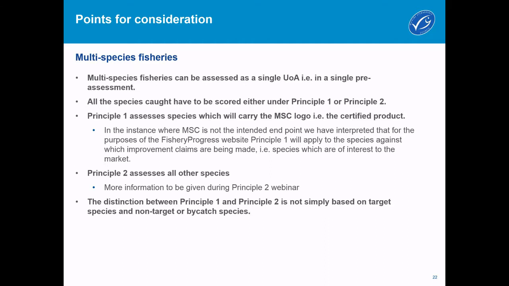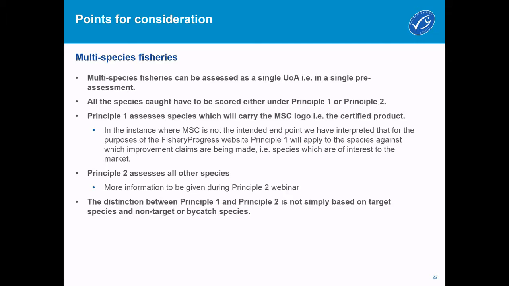However, we recognise that not all FIPs have the endpoint of MSC certification, so how do we translate Principle 1 species to that situation? Our interpretation is that for the purposes of the website and this whole exercise, Principle 1 species will apply to those species against which improvement claims are being made. So it's those species which are of interest to the market. And then all other species will be assessed under Principle 2.